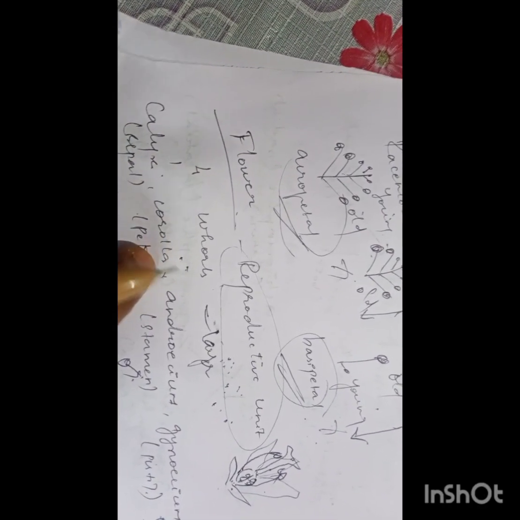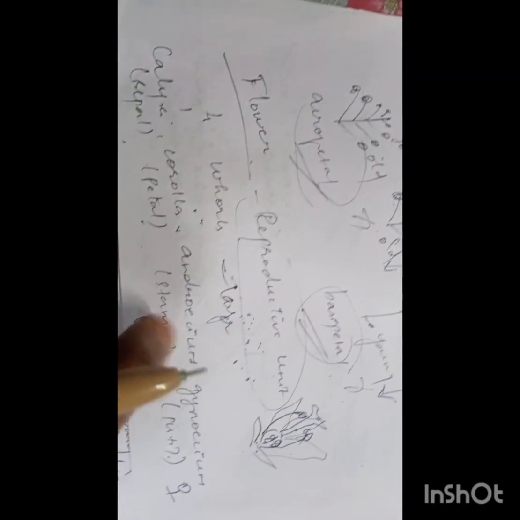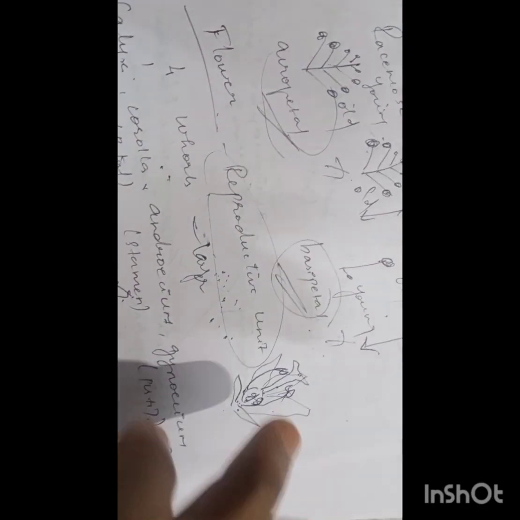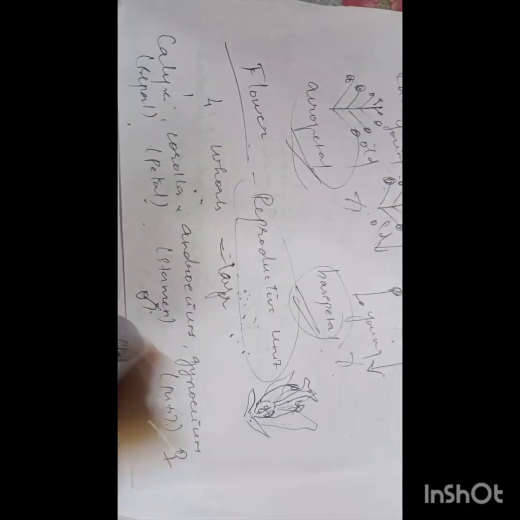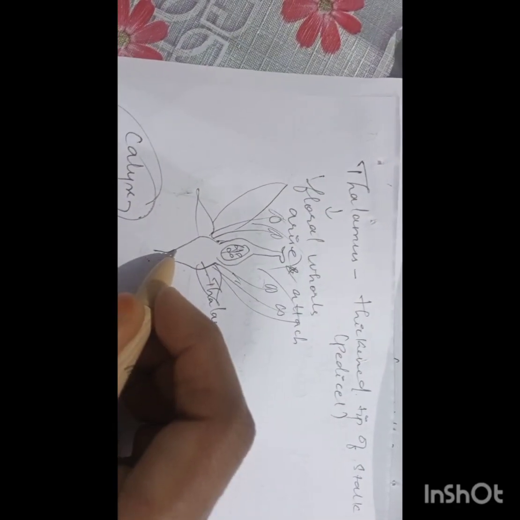And corolla, it is colorful and it helps in attraction of insects for pollination. And androecium, it bears the male gamete or pollen, and gynoecium, it bears the female gamete, the egg, inside the ovule. So the fusion of these two will occur, resulting in the formation of seed.